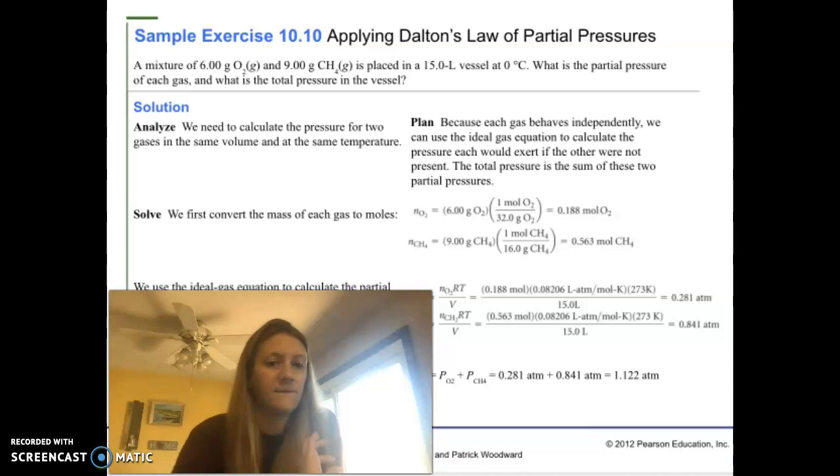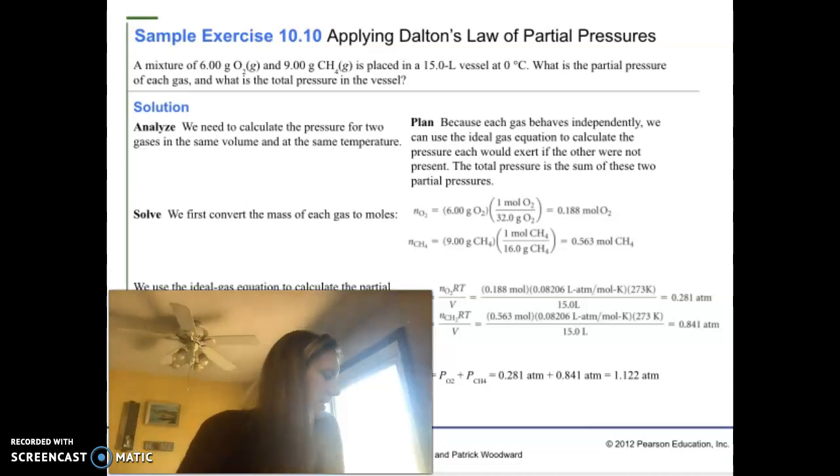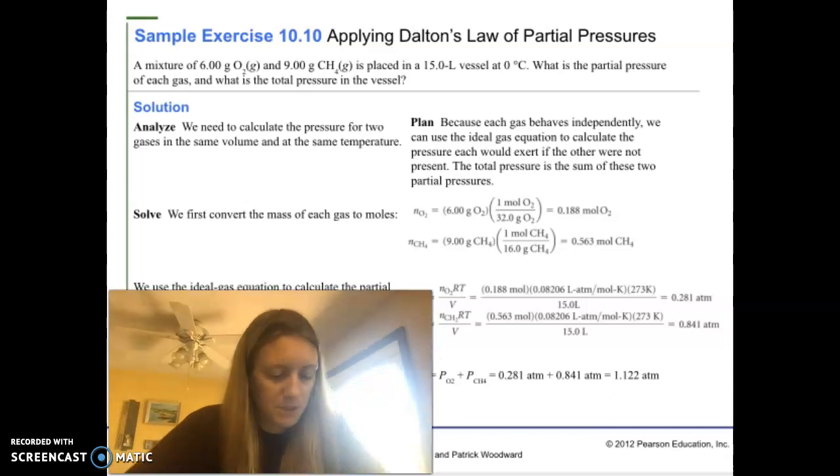Alrighty, page. Example problem 10.10, here we go. A mixture of 6.00 grams of oxygen gas and 9.00 grams of CH4 is placed into a 15.0 liter vessel at 0 degrees Celsius. What is the partial pressure of each gas and what is the total pressure of that vessel?